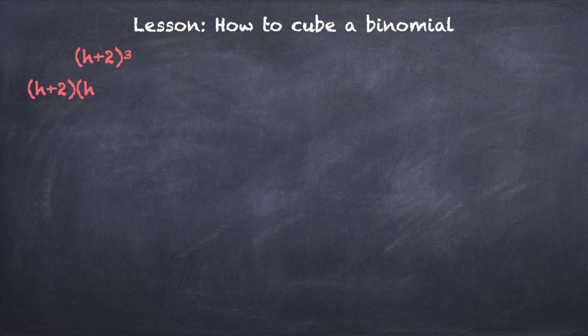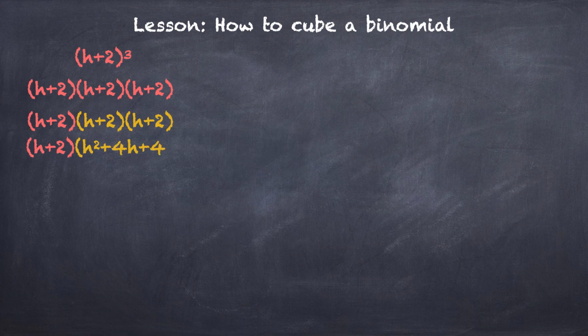We get h plus 2 times h plus 2 times h plus 2. Let's simplify these two h plus 2's. We can multiply those to get h plus 2 times h squared plus 4h plus 4. Okay, now here comes the trickiest step. So how to cube a binomial. This is the trickiest step.